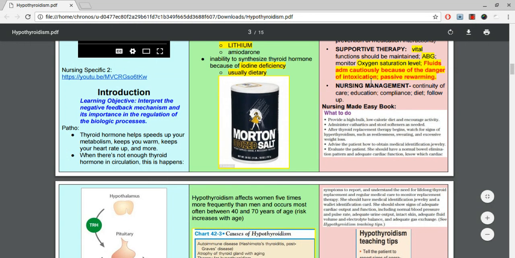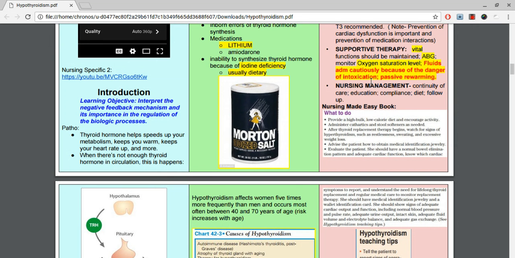And again, just think about the hippo. The hippopotamus was fat, right? So would you give the fat patient any high calorie foods? No, you would give them a low calorie diet, okay?